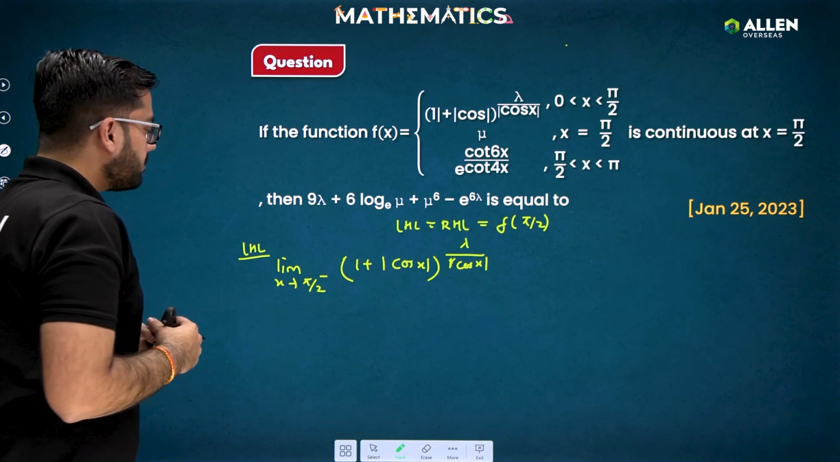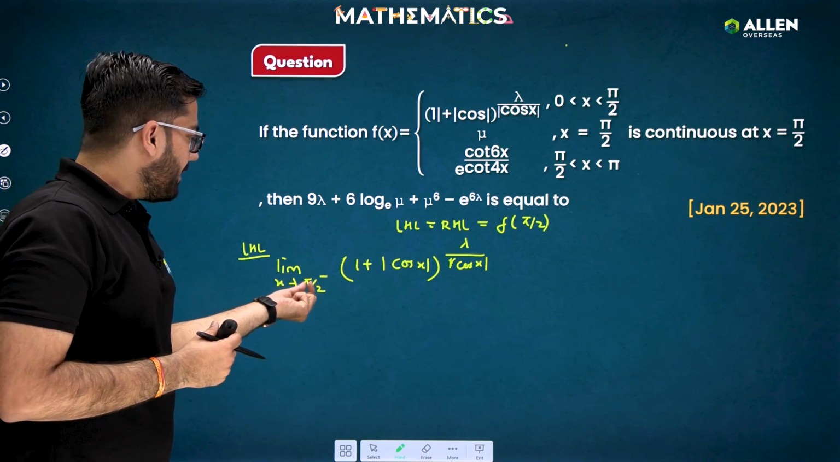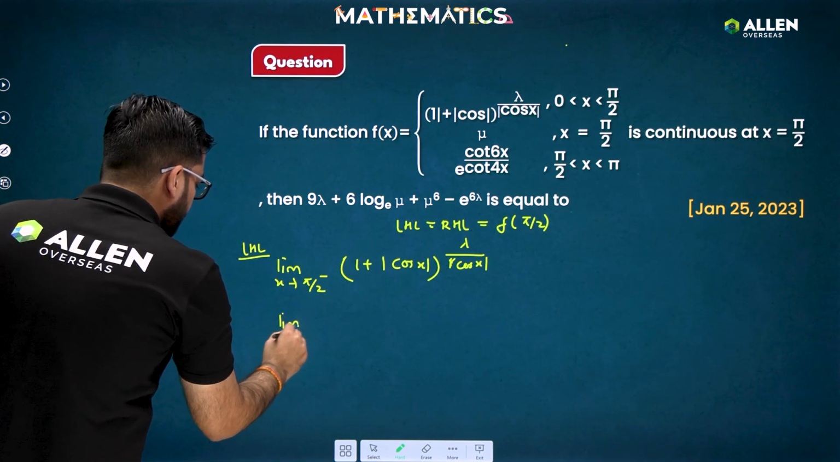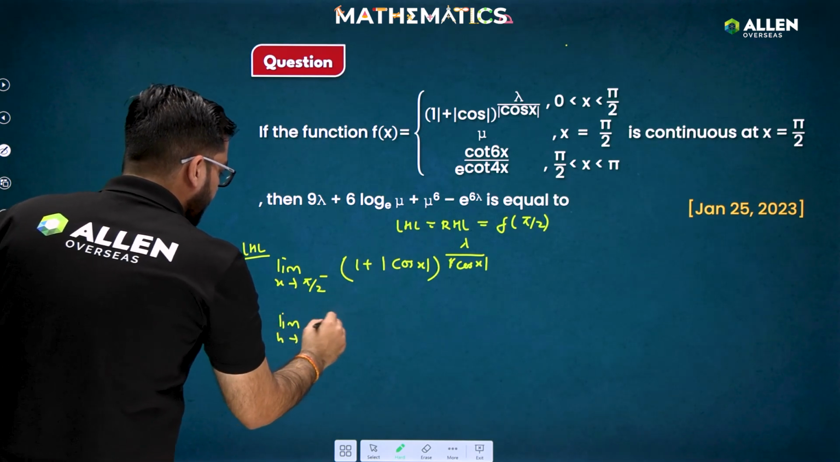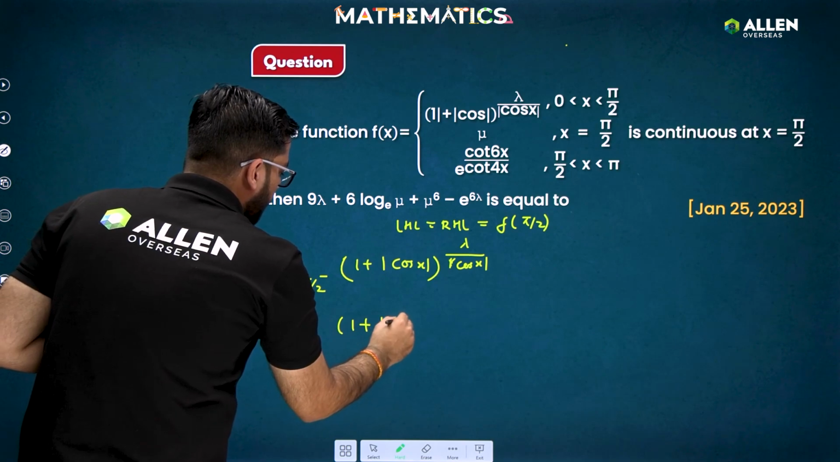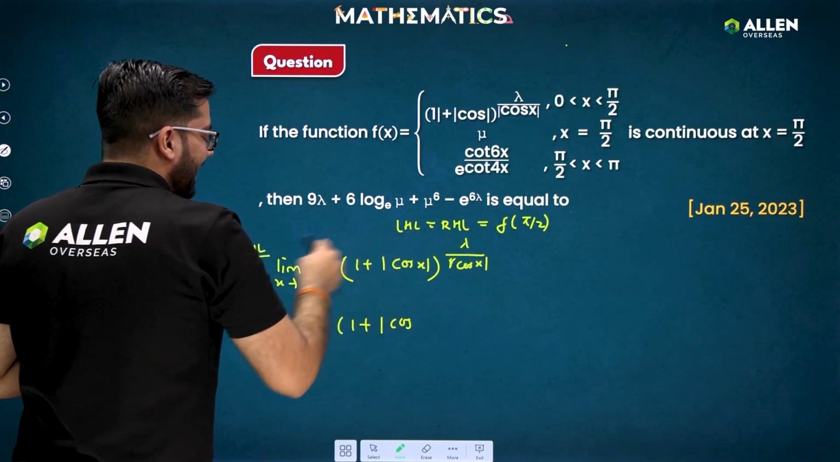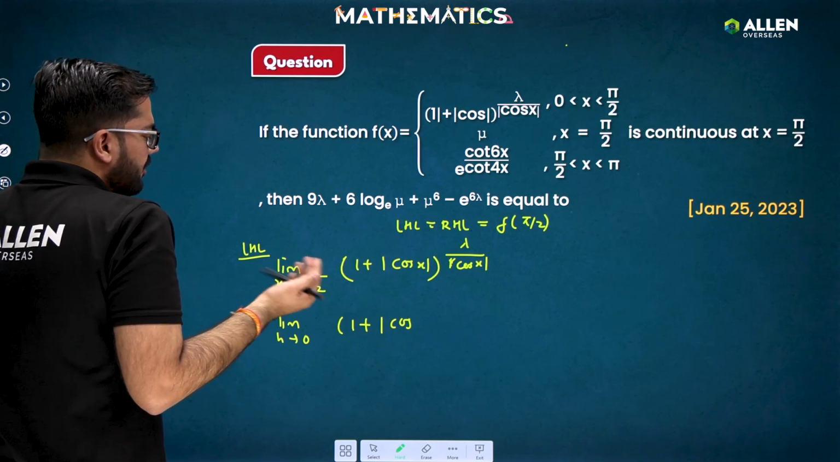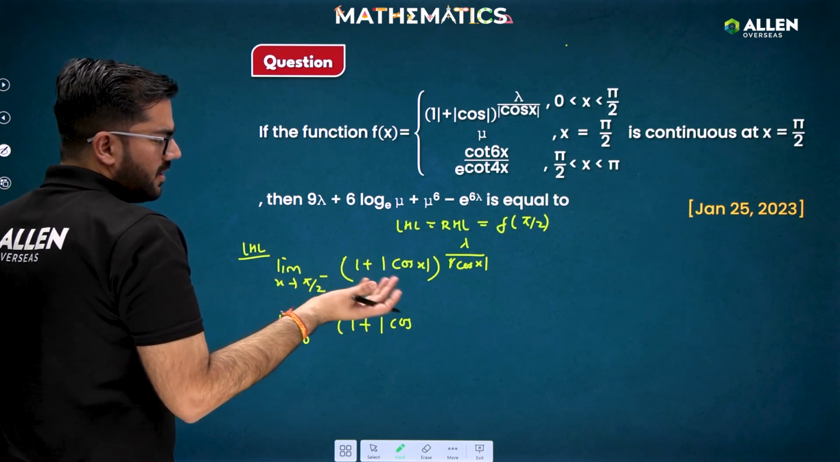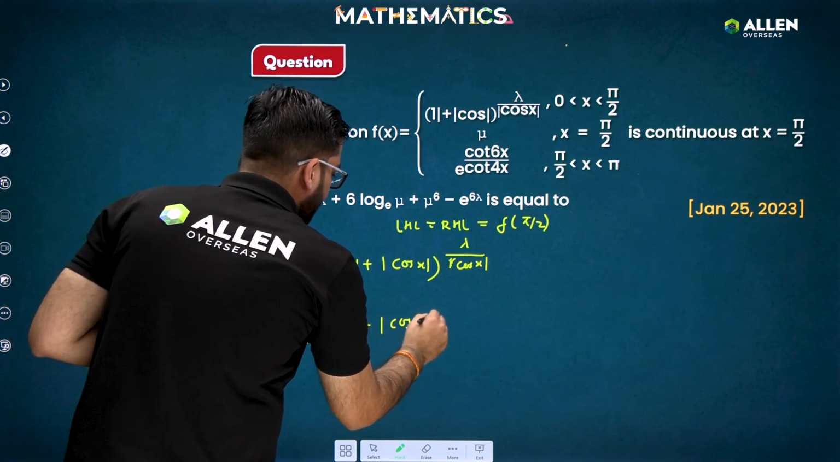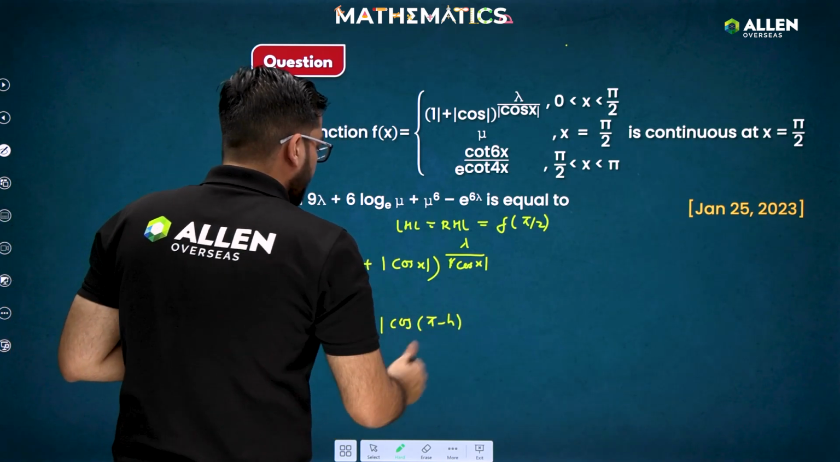Now again the same thing, pi by 2 minus h, you can proceed. So you will get limit h tending to 0, and here we have 1 plus mod. Here when I pick pi by 2 minus h, again I will get the same kind of function, right? So you can directly proceed like cos 90 minus theta, you will get sin theta, right?